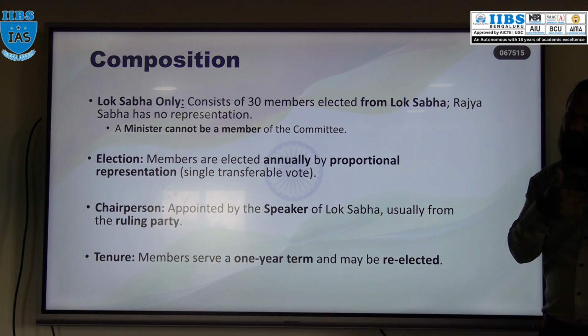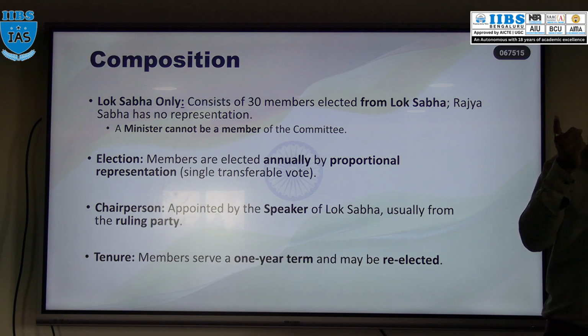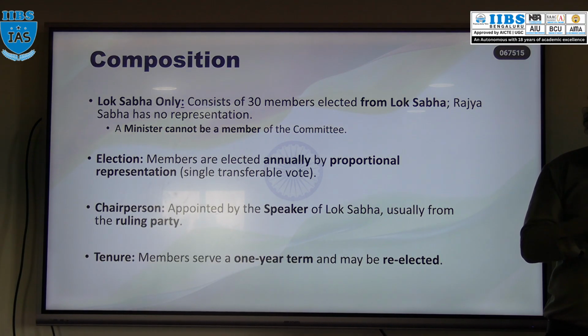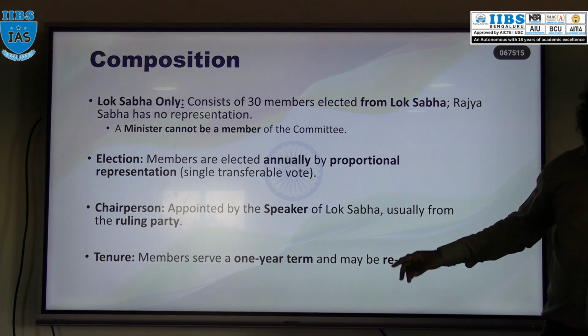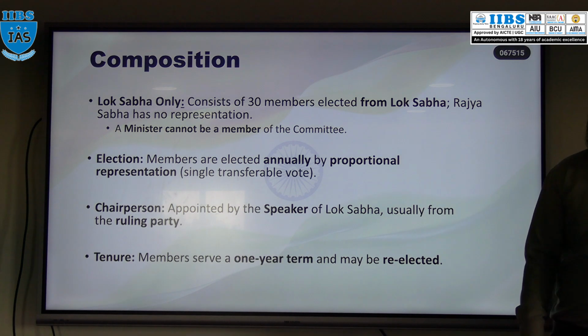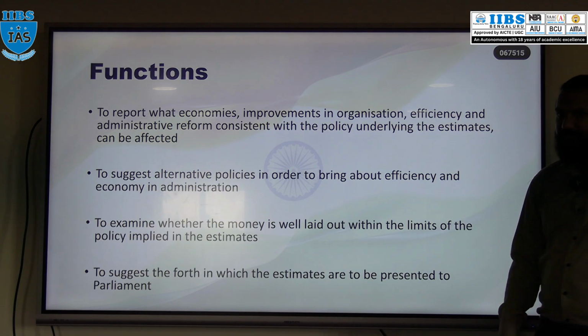It is nowhere mentioned, but it is generally a convention that for the Public Accounts Committee, the chairman will be from the opposition party, and for the Estimate Committee, the chairman will be from the ruling party. Okay, that is there.